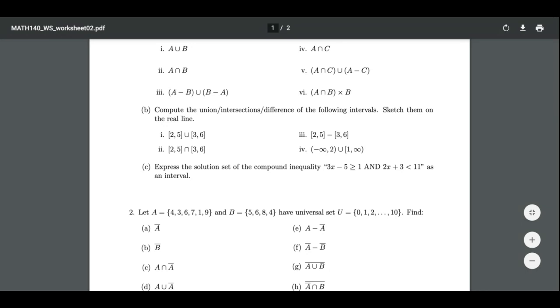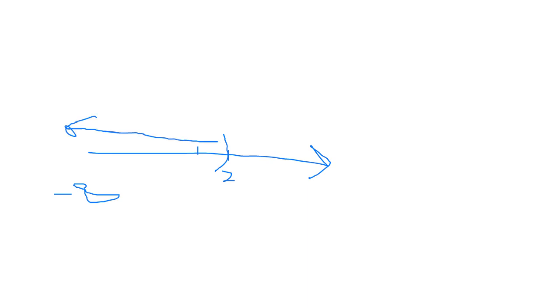For real numbers, try to draw the picture. Let me use this whiteboard. So let's think about two sets. The first set comes from negative infinity up to 2. Let's see, this is a 2, so all the way down from 2.